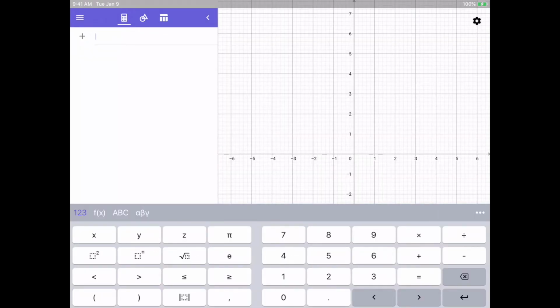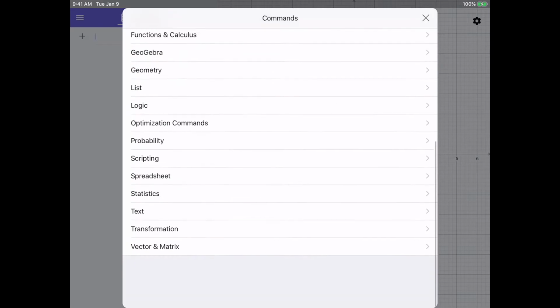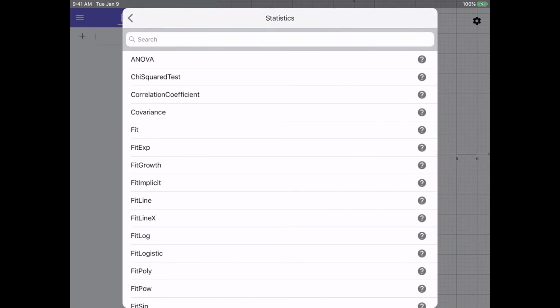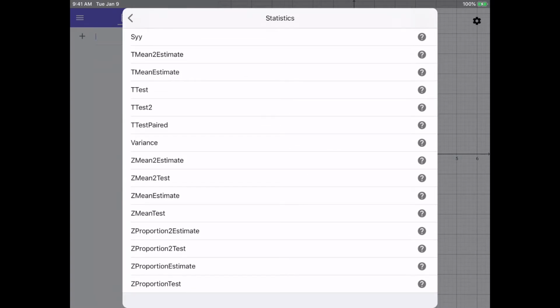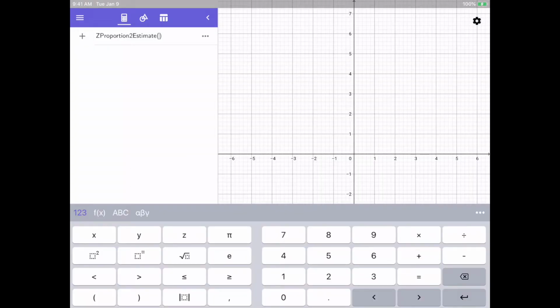Here's the GeoGebra graphing calculator. We'll hit the 3 dots, go down to statistics, and scroll down to z proportion 2 estimate. And we can now enter in the information. Our first sample proportion was 18 out of 96, with sample size 96. Our second group was 60 out of 123, with sample size 123. And we wanted a 99% confidence interval.